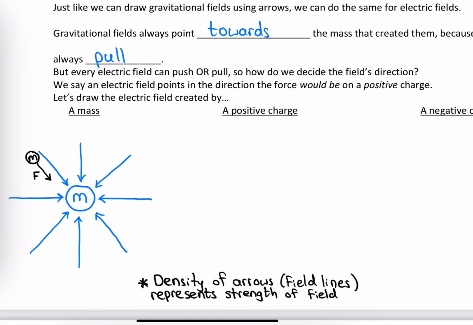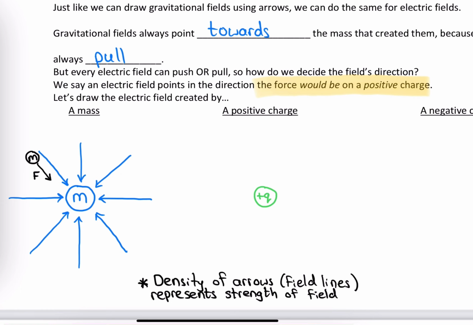Okay, so now let's look at a positive charge. So instead of an object with mass, I've got an object with some positive charge. And let's look at the field it will create. Well, it's going to look very similar, but we've got to figure out the direction. And we said the electric field points in the direction the force would be on another positive charge.